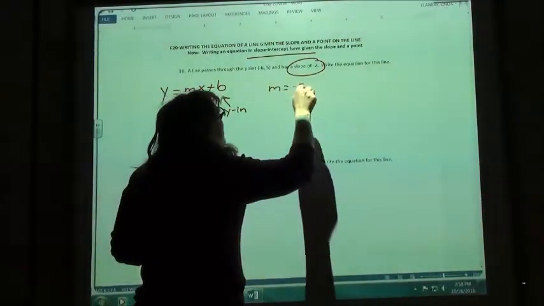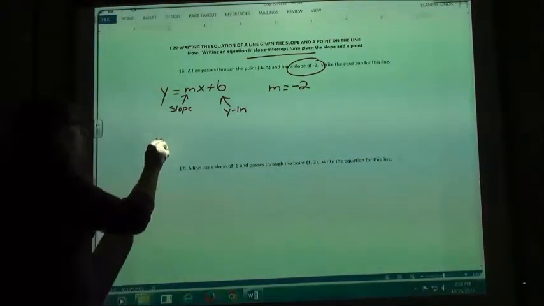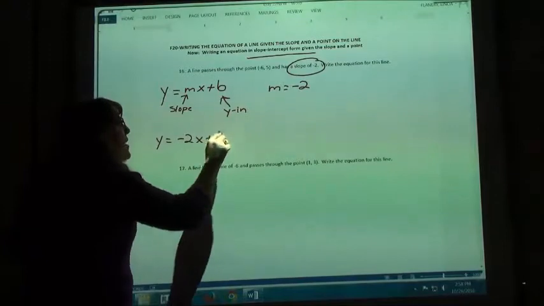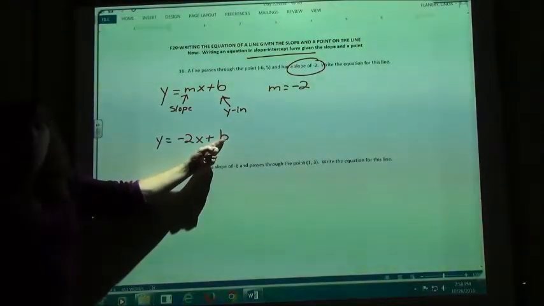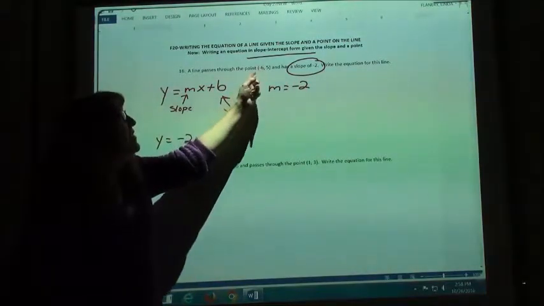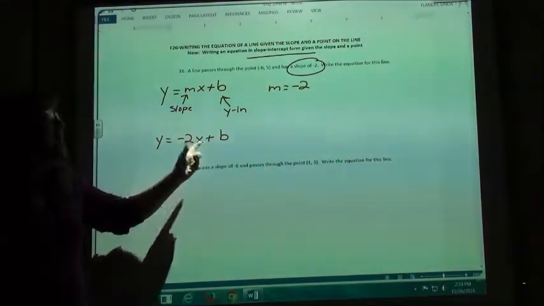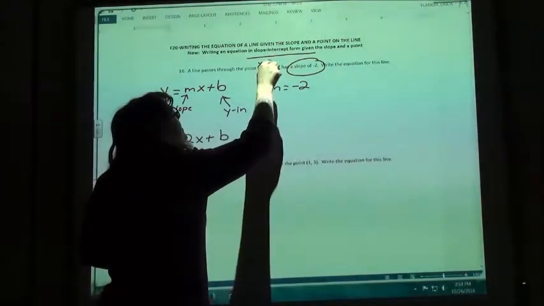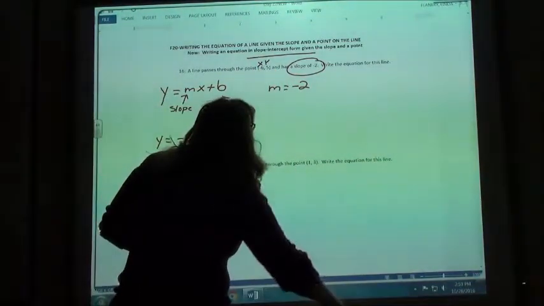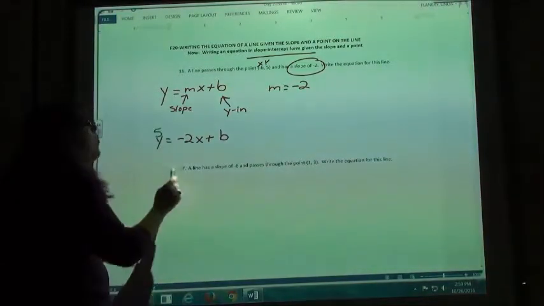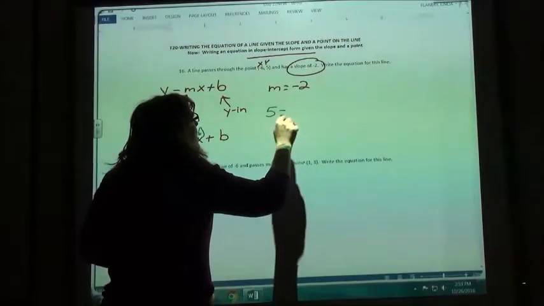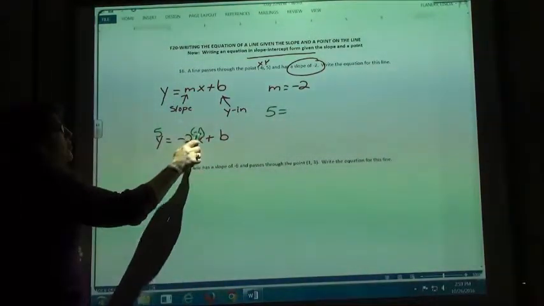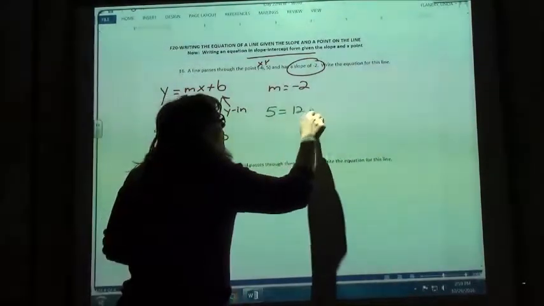That means we know right away that m is going to be negative 2, so we're going to plug it in here and say y equals negative 2x plus some number b. So what I need to do is find out what the y-intercept is by using this point that has to go through my line. So I'm going to put this in for x and this in for y. So I am going to put 5 in for my y, negative 6 in for my x. So 5 is going to equal negative 2 times negative 6, which is 12.